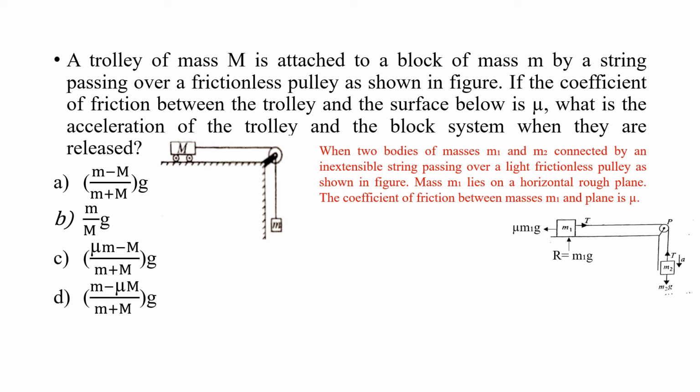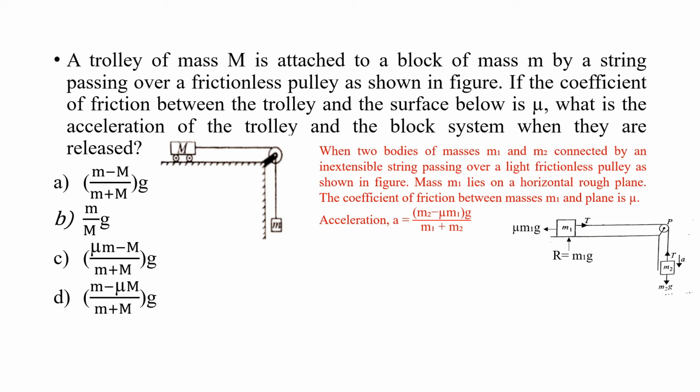See the figure? Mass m1 lies on the horizontal rough plane. The coefficient of friction between mass m1 and the plane is mu. For such a system of masses, acceleration is given by a = (m2 - mu m1) g / (m1 + m2). Here in the problem, instead of m1 you were given capital M, and instead of m2 you were given small m.